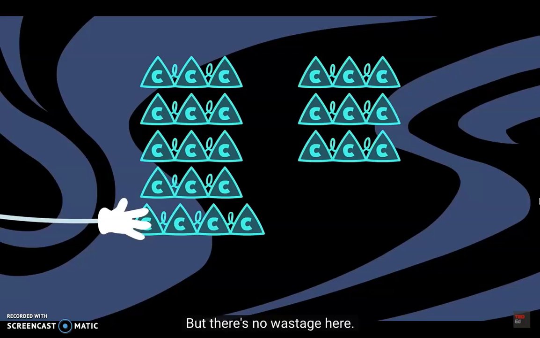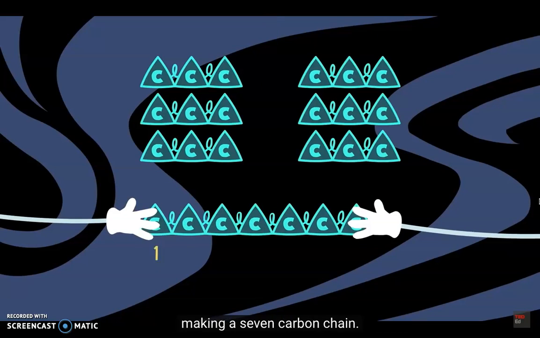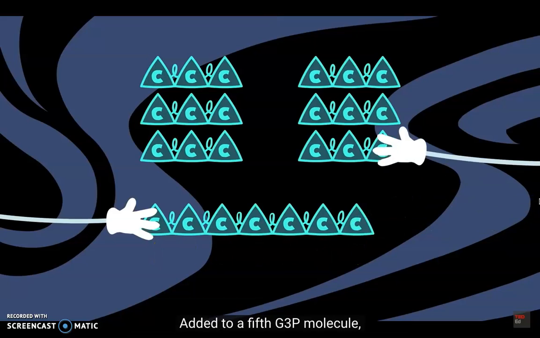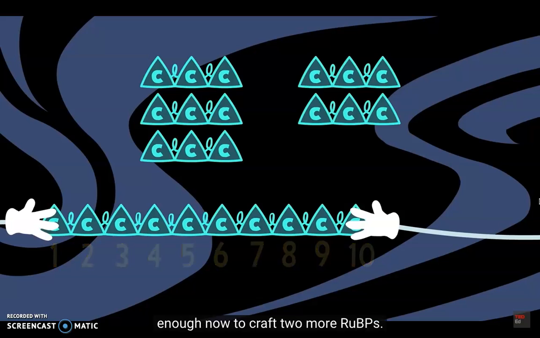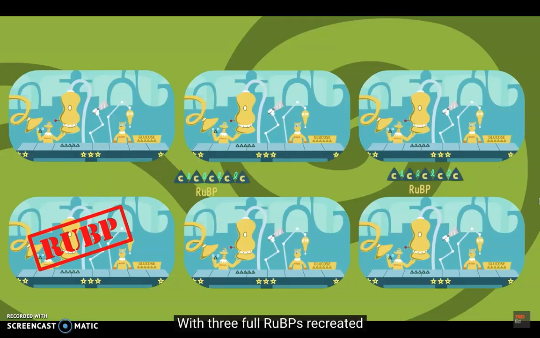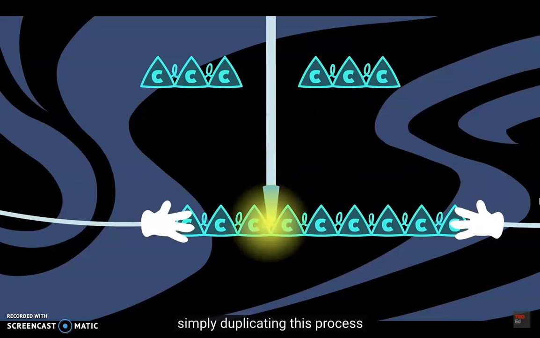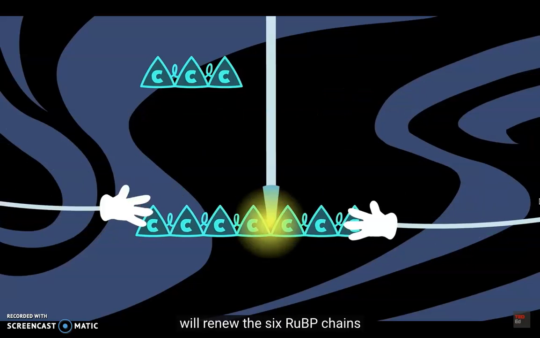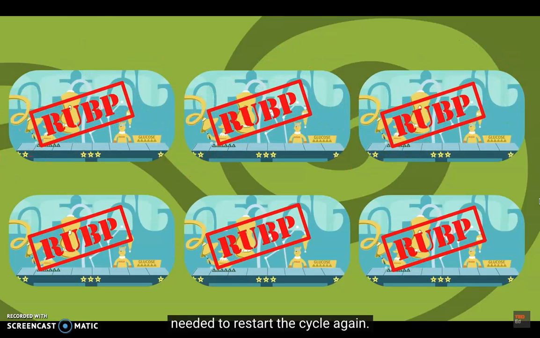But there's no wastage here. Those are soldered to a 4th G3P molecule, making a 7-carbon chain. Added to a 5th G3P molecule, a 10-carbon chain is created. Enough now to craft 2 more RUBPs. With 3 full RUBPs recreated from 5 of the 10 G3Ps, simply duplicating this process will renew the 6 RUBP chains needed to restart the cycle again.